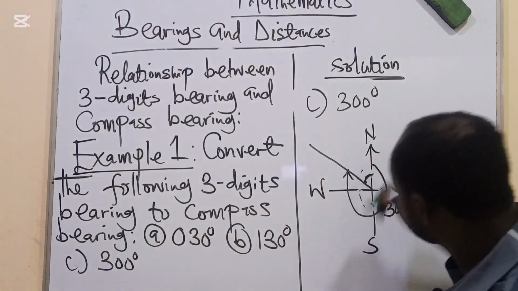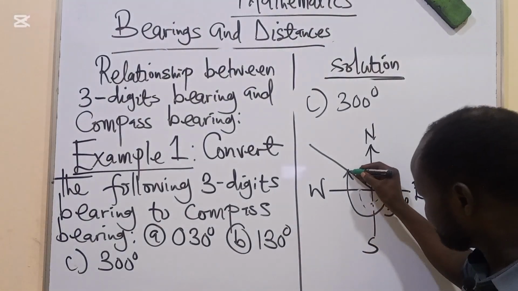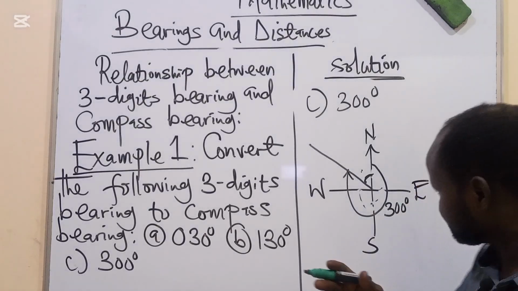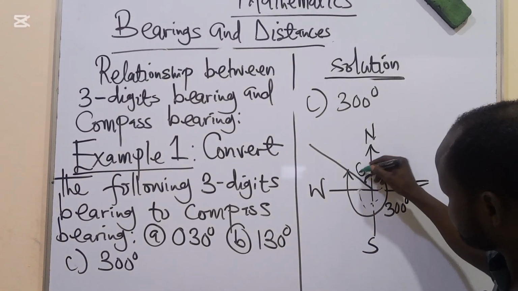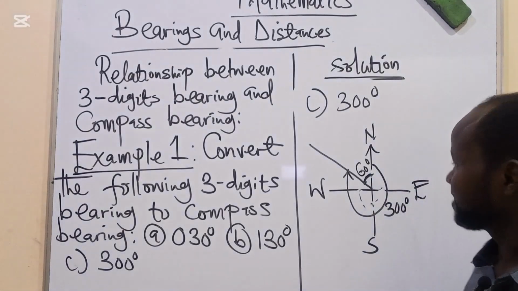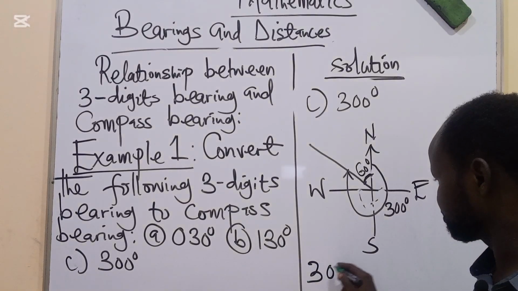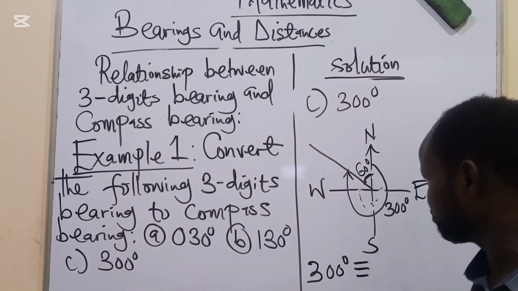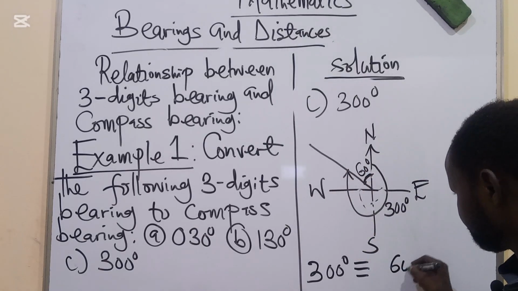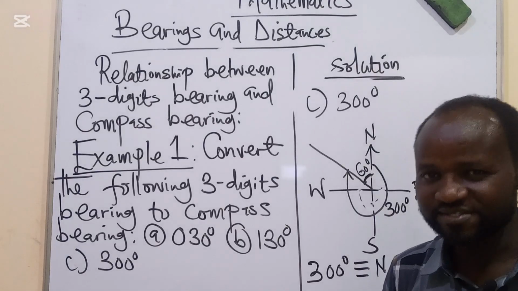So what will be this angle here? You realize that when we move around this point, we have 360 degrees. So if we remove 300 degrees from 360, we'll be left with what? We'll be left with 60 degrees. So this angle here is the equivalent compass bearing. So in other words, we can say that 300 degrees, which is a three-digit bearing, is equivalent to 60 degrees northwest. So this will be the equivalent bearing.